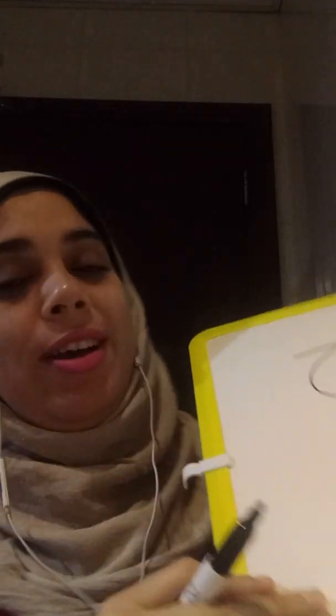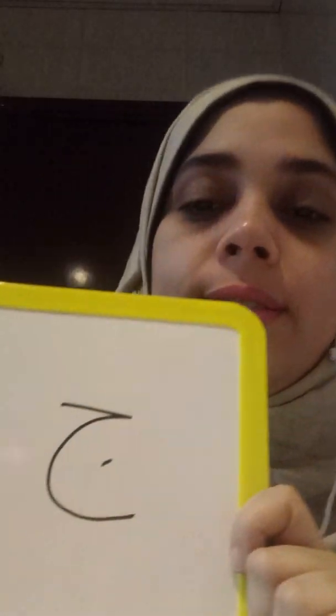Last time we started to go deeper in the letters. We learned ta and tha, and in the previous video we learned alif and ba. Alif, ba, ta, tha. Now let's continue. You ready? I'm ready.